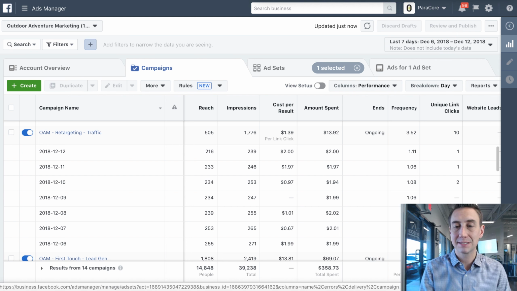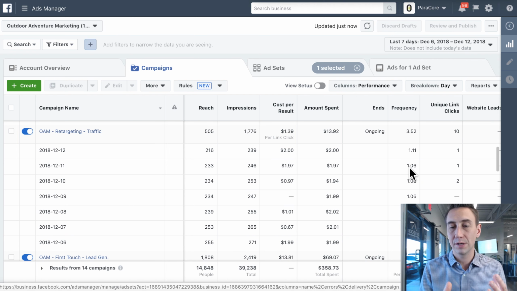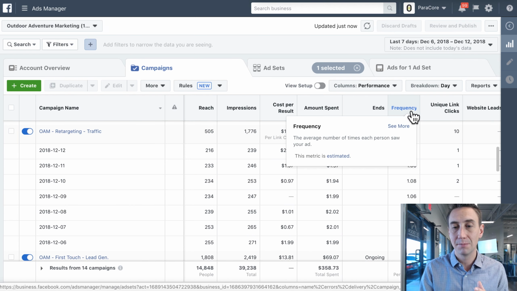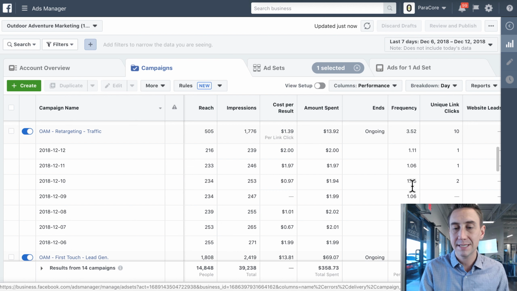So this can be misleading. So you need to know what frequency means. It means the average number of times each person saw your ad in the time period that we are looking at. And in this case, the time period that we're looking at is one single day.